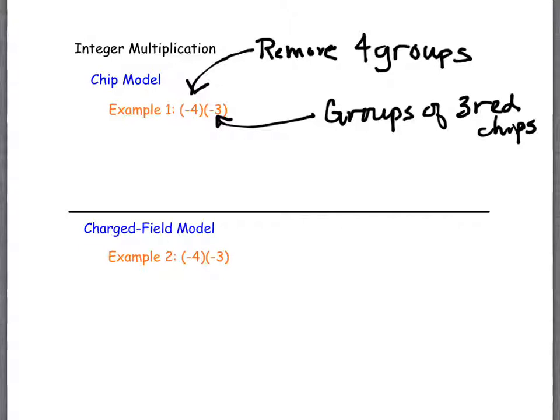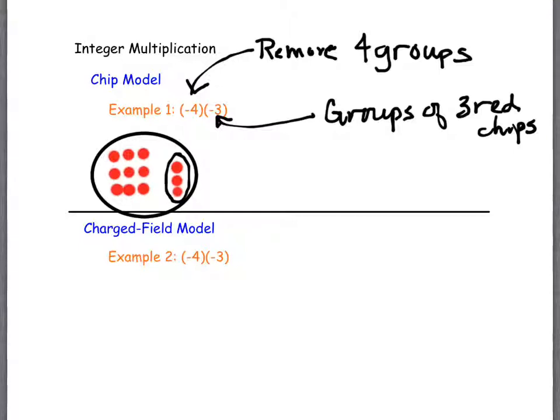So we're going to draw our circle. And inside our circle, we need to have 4 groups of 3 red chips. Otherwise, we can't remove them. So let me turn my pen red. Here's 1, 2, 3. There's one group of 3 red chips. 1, 2, 3. There's a second group of 3 red chips. Third group of 3 red chips. Fourth group of 3 red chips. So I've got 4 groups of 3 red chips. All good? Then what happens is that I'm going to draw my circles out and remove them.